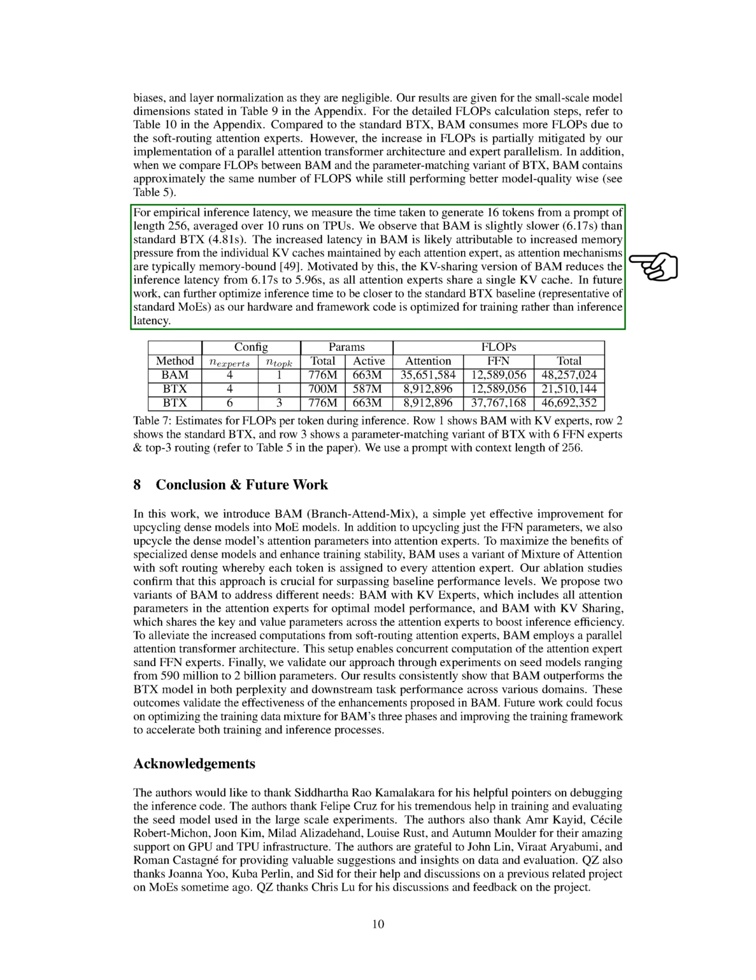For empirical inference latency, we measure the time taken to generate 16 tokens from a 256-length prompt, averaged over 10 runs on TPUs. We find that BAM is slightly slower than standard BTX, likely due to increased memory pressure from individual key value caches maintained by each attention expert. To address this, our KV sharing version of BAM reduces inference latency from 6.17 seconds to 5.96 seconds by allowing all attention experts to share a single KV cache.